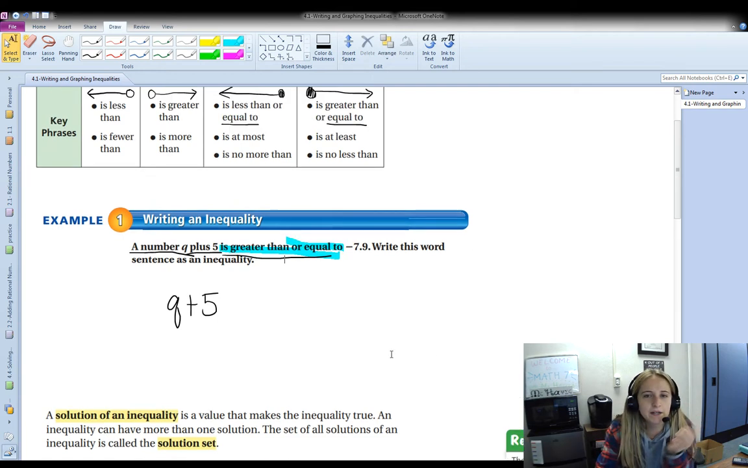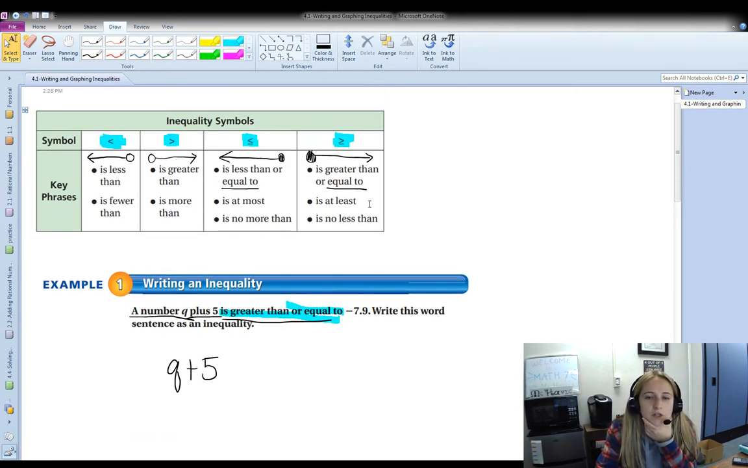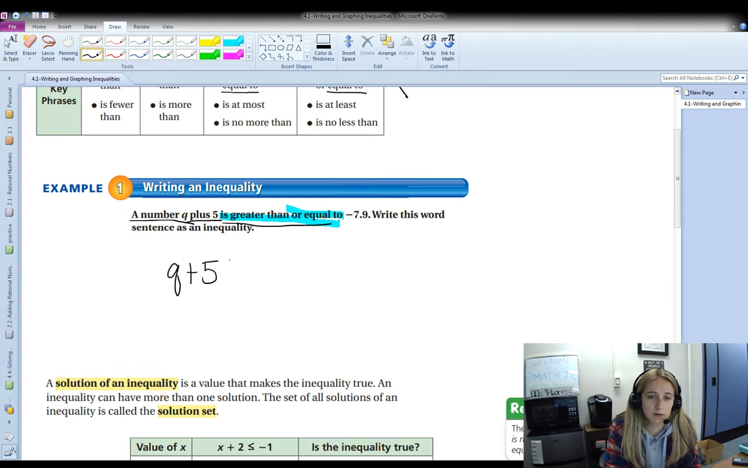So I'm going to go up here to my chart and I'm going to look for which one says is greater than or equal to. Well, I see this one right here says is greater than or equal to. So I am going to use this symbol. So is greater than or equal to, and then negative 7.9. All right. And that is how we write an inequality.